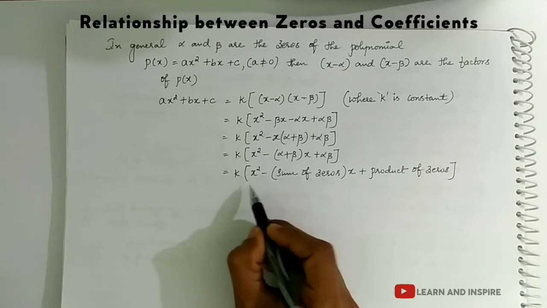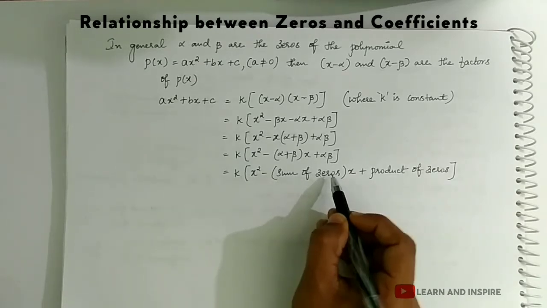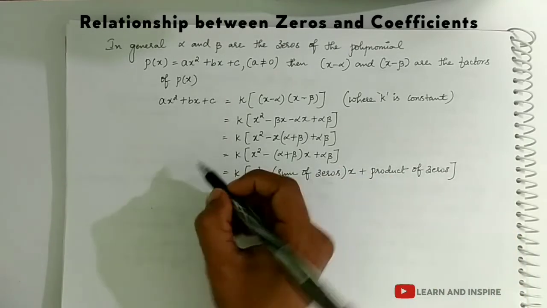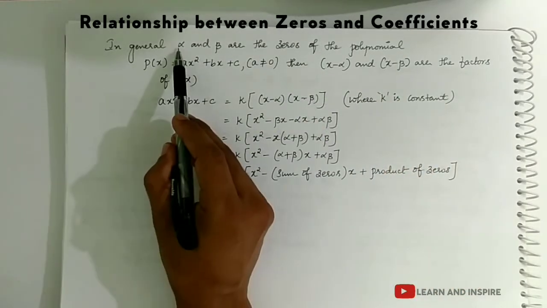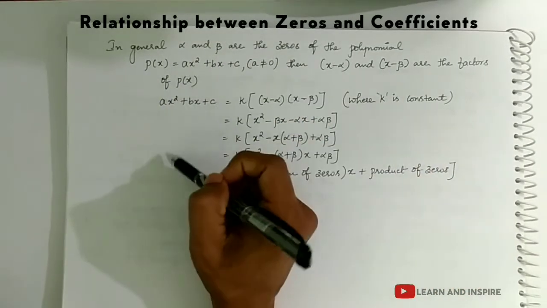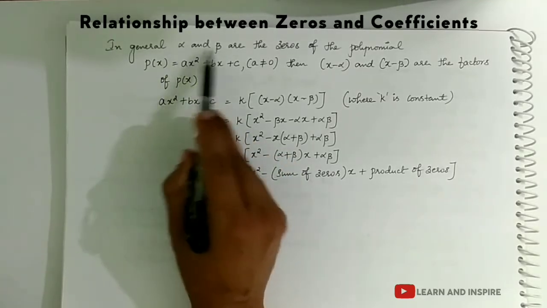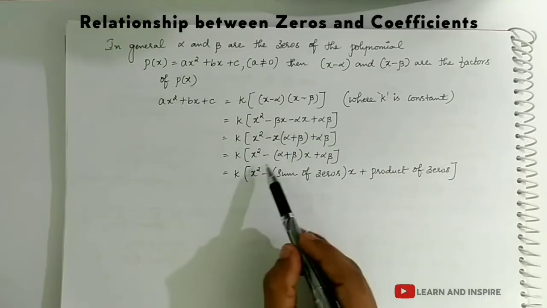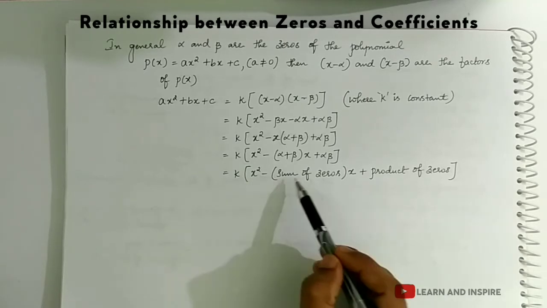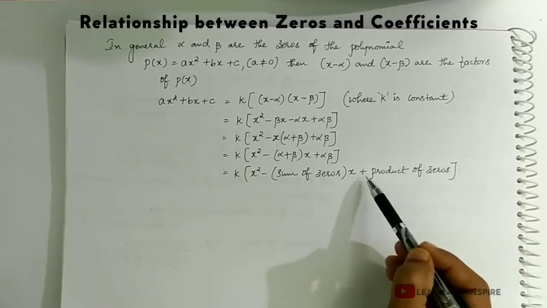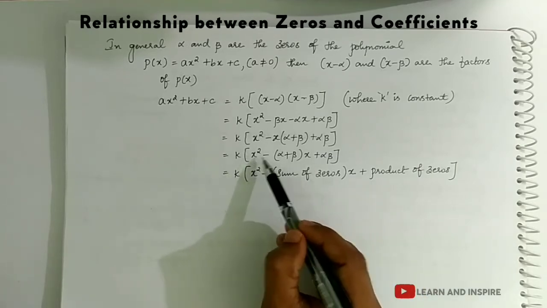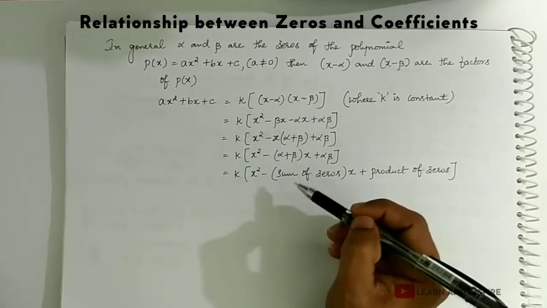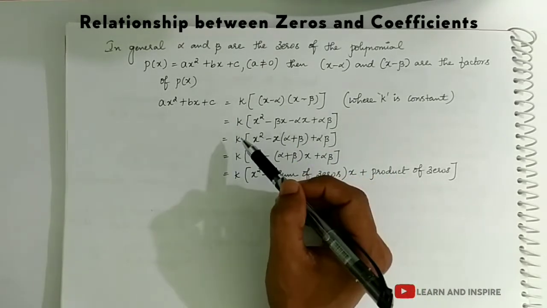Understood? So k into x square minus sum of zeros or sum of the roots into x plus product of zeros or product of the roots. Understood how to find the quadratic polynomial when two zeros of the polynomial are given. So if they ask to find the quadratic polynomial when two zeros of the polynomial are given, we have to use this formula, k into x square minus sum of the zeros into x plus product of zeros, or we can use this x square minus alpha plus beta into x plus alpha beta. So understood how to find the quadratic polynomial by using two zeros of the polynomial.